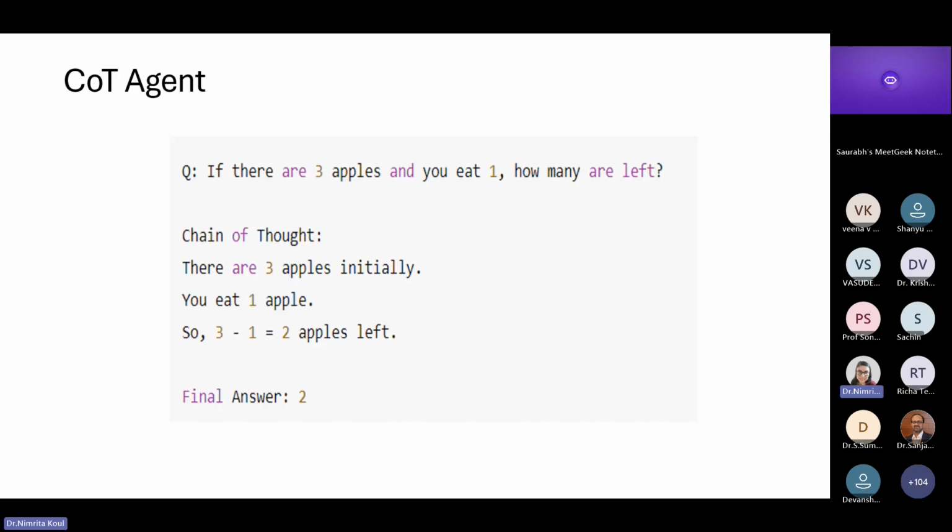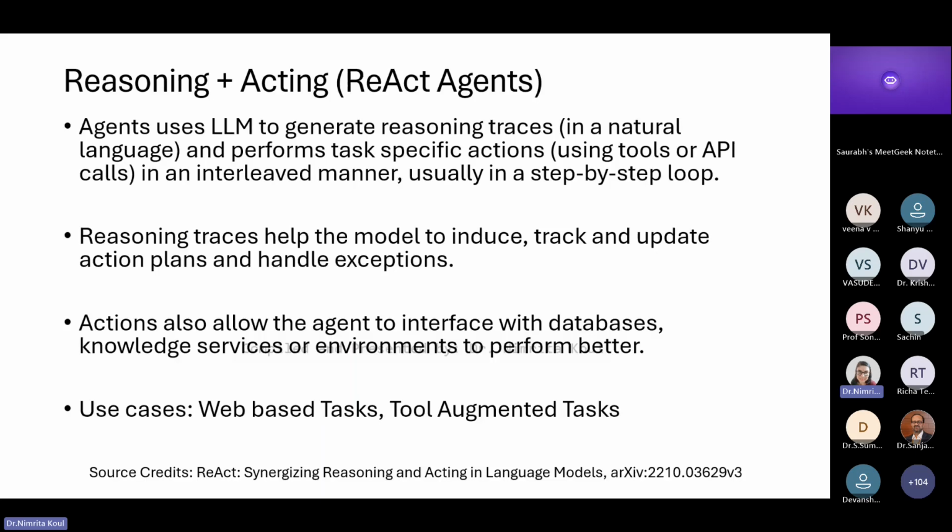Here's an example. If there are three apples and you eat one, how many are left? So it is trying to reason out. There are three apples initially. I eat one, so I have to do a subtraction, 3 - 1. So I have to give a final answer. Here is a chain of thought. First thought, then second thought, then third thought, and you arrive at the final answer. Right? This is the COT agent.